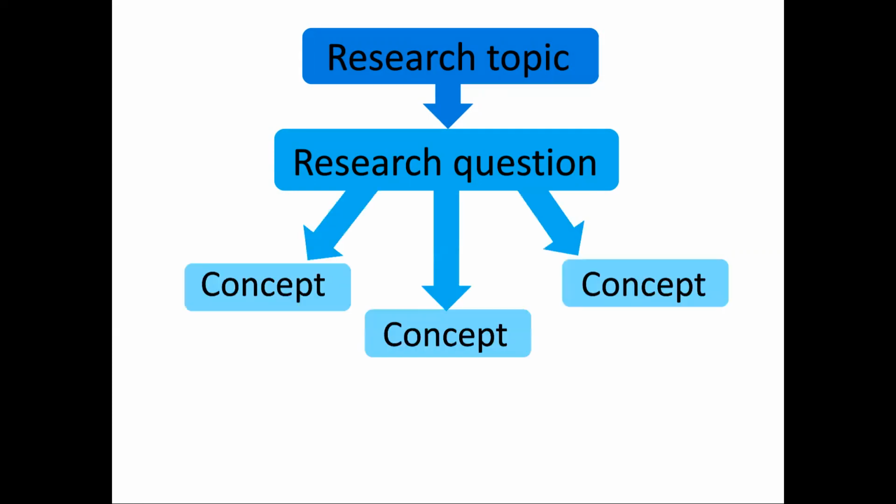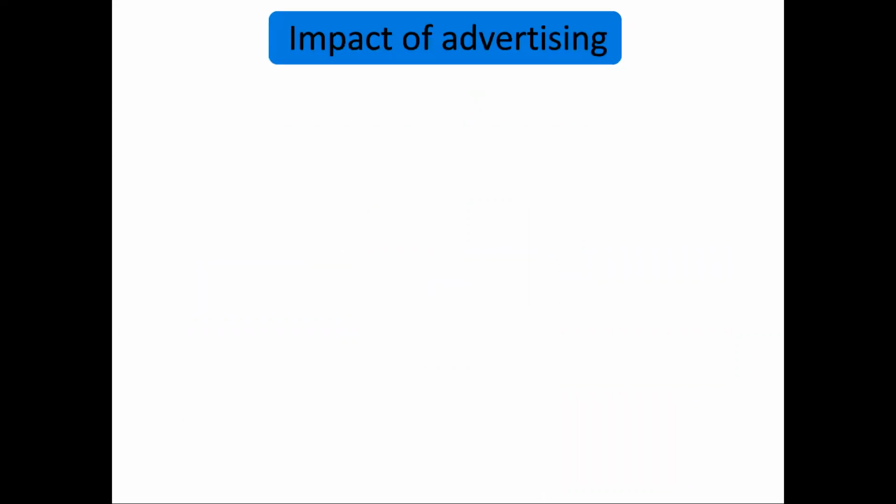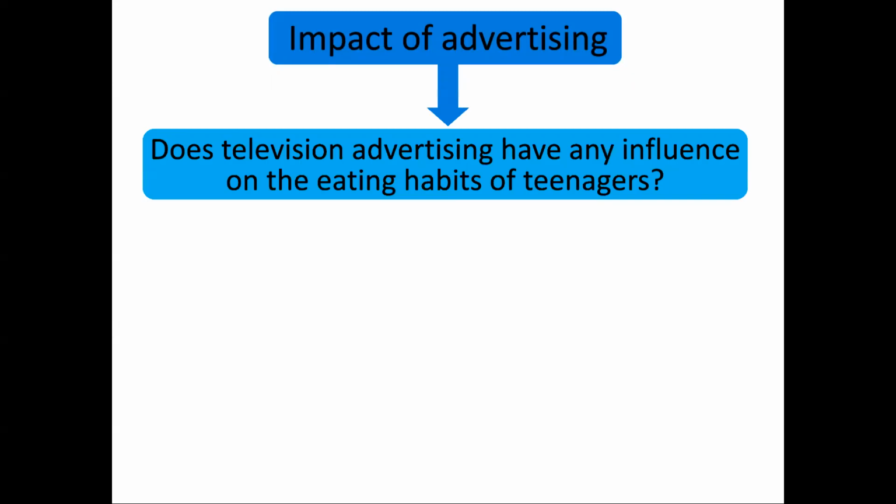Think of different ways to express each concept. Identify synonyms and variant spellings to make sure your search is as thorough as possible. Consider whether American or European researchers might use slightly different terms. So, for example, topic: the impact of television advertising on children. Your research question: does television advertising have any influence on children's eating habits?